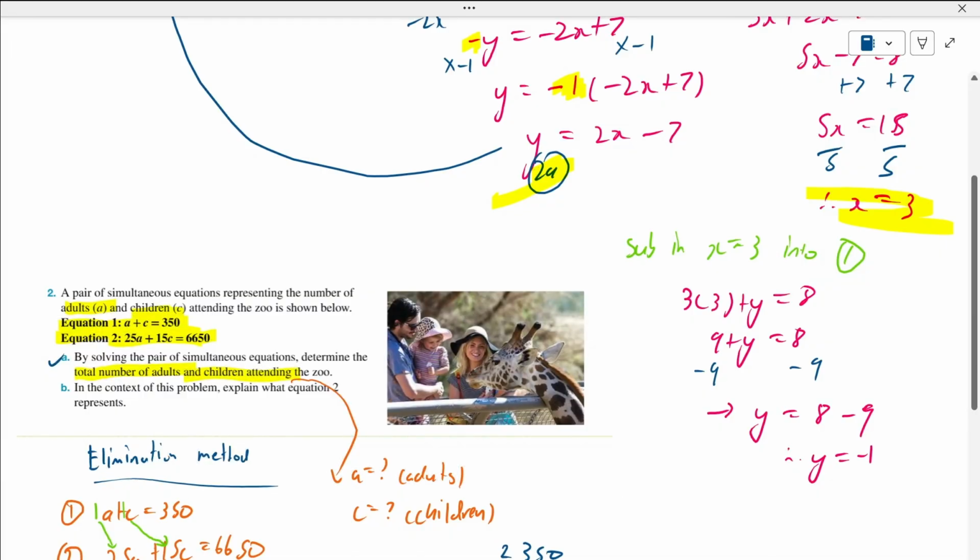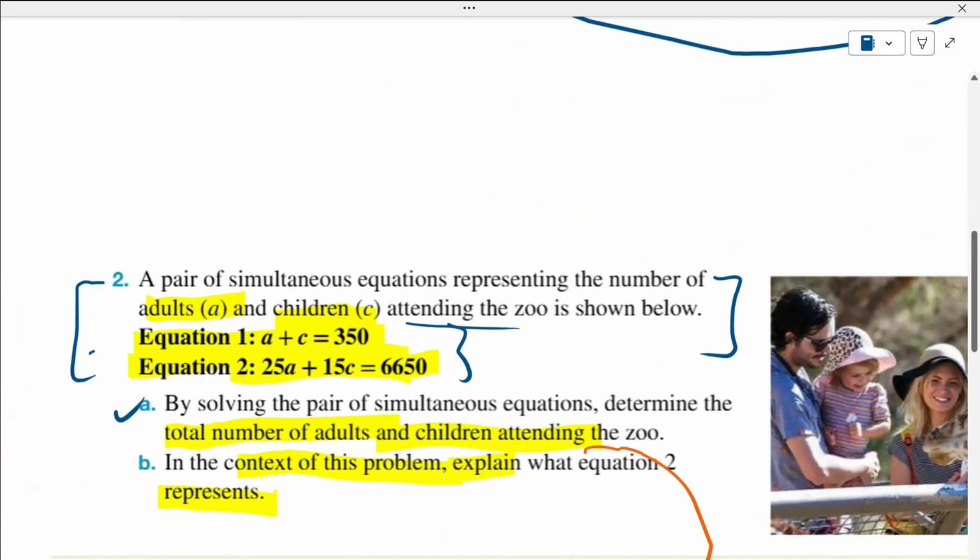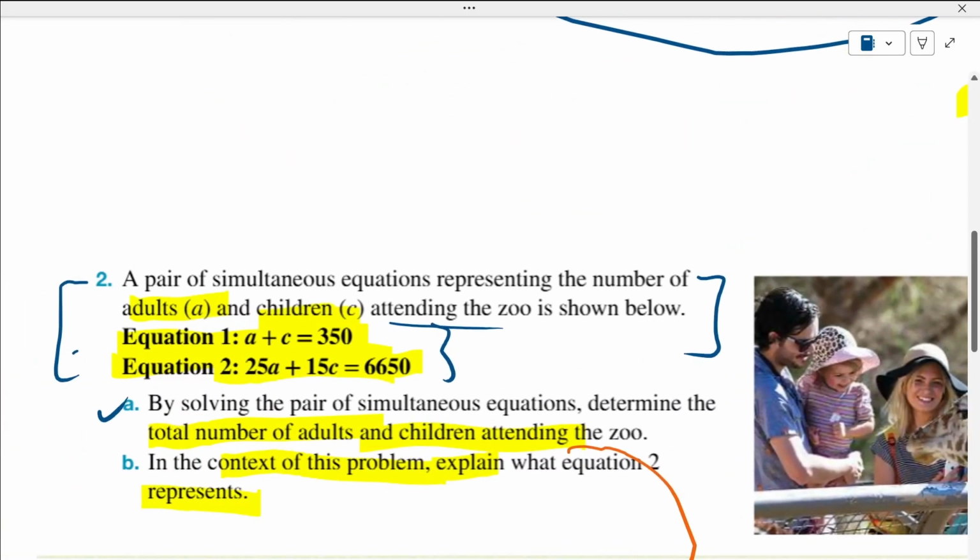Okay, so now part B. In the context of the problem, explain. So we need to explain what equation 2 represents in the context of the problem. If you get something like this where you need to explain, just link it back to what the question is trying to ask you. It's saying that these adults and children are attending the zoo, and these two equations represent it. If you look at it closely, you can think about it as sort of a cost. So 25A plus 15C equals 6,650.